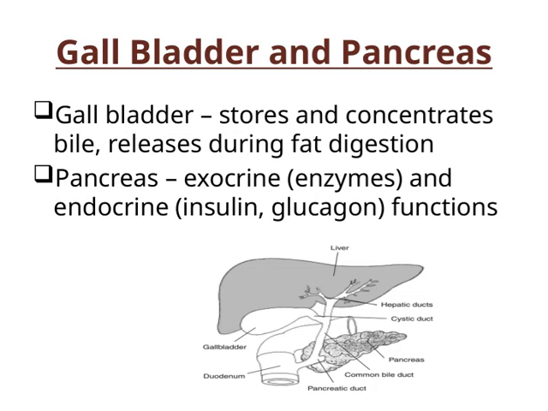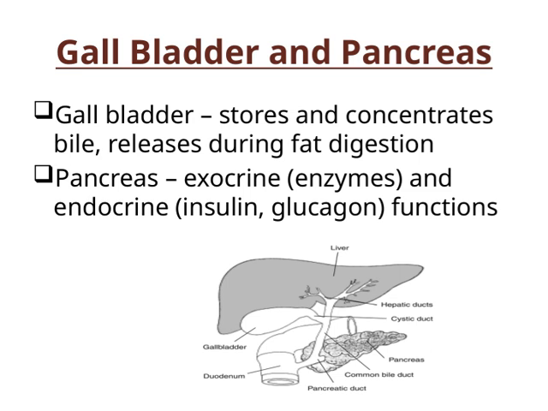Let's take a closer look at the gallbladder and pancreas. The gallbladder's main role is to store and concentrate bile, which is produced by the liver. When we eat fatty foods, the gallbladder releases this bile into the small intestine to help break down fats effectively. Moving on to the pancreas, it has a dual function. It acts as an exocrine gland, secreting enzymes that aid in digesting carbohydrates, proteins, and fats. At the same time, it functions as an endocrine gland by releasing hormones like insulin and glucagon, which are crucial for regulating blood sugar levels.